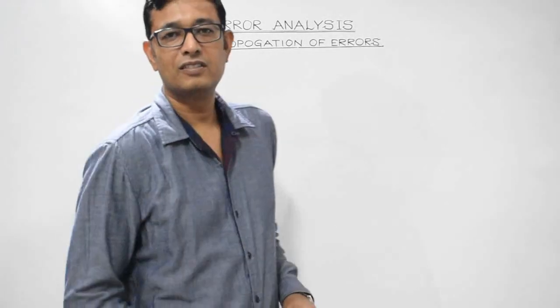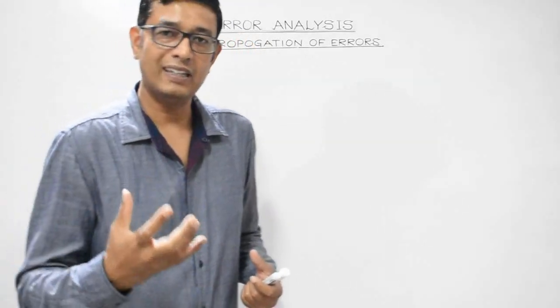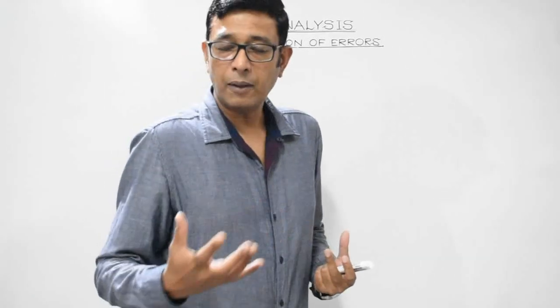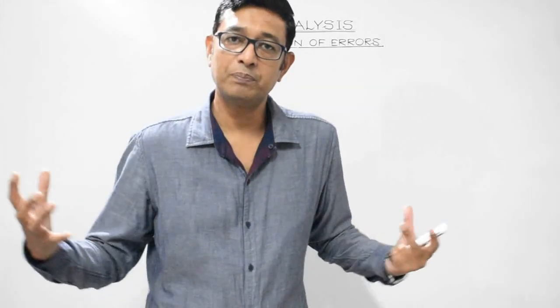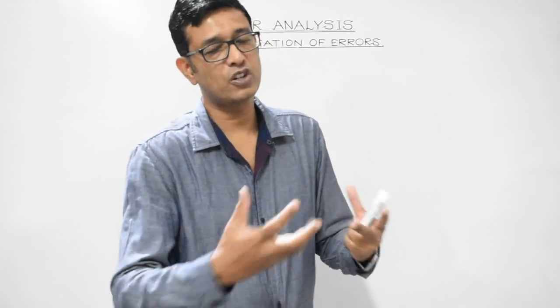Hello students, in the previous session we started with the topic of error analysis and discussed types of errors, and then how to calculate certain errors like absolute error, mean absolute error, relative error and percentage error. Now we need to discuss how errors are propagated, meaning how errors are combined when the result involves the addition, subtraction, multiplication or quotient of two measured quantities.